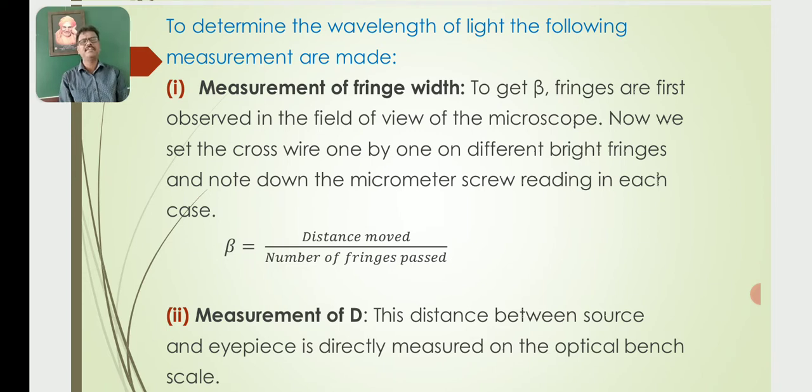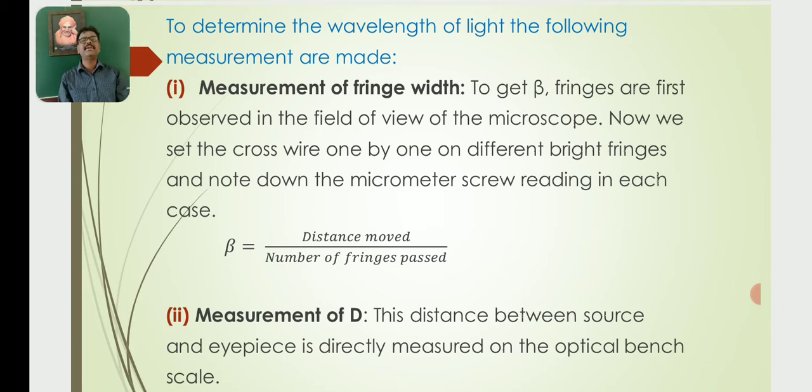The interference pattern can be viewed with the help of the microscope. Then we set the crosswire one by one on different bright fringes and note down the micrometer reading in each case. Then with the help of the formula beta is equal to distance moved by the number of fringes passed, we are able to determine the fringe width.